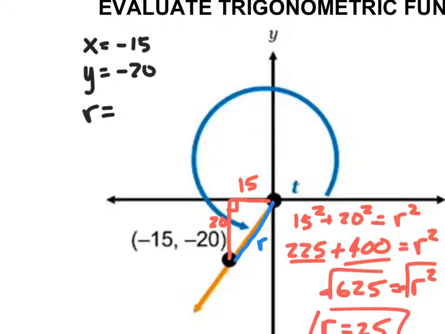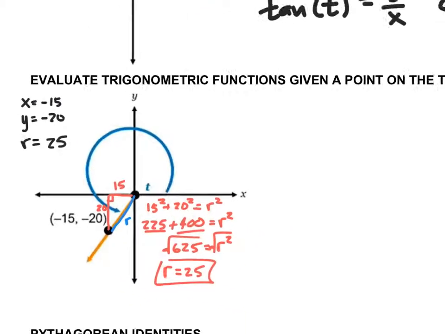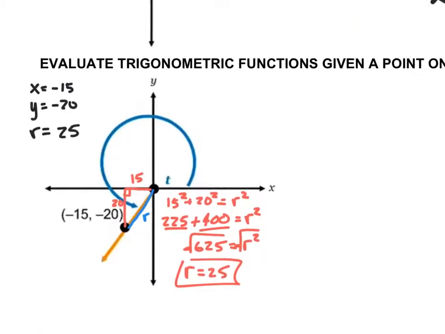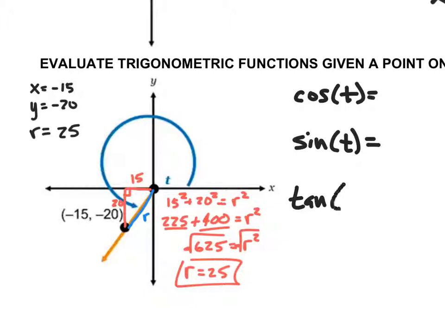Now what I'm going to do is use my values that I got for x, y, and r to evaluate my 6 trigonometric functions. Now the first one that I'm going to do is cosine of t, okay? And then I'll do sine of t, and then I'll do tangent of t. All right, we'll do those because those are pretty easy, and then we'll do the reciprocal trig functions, okay?